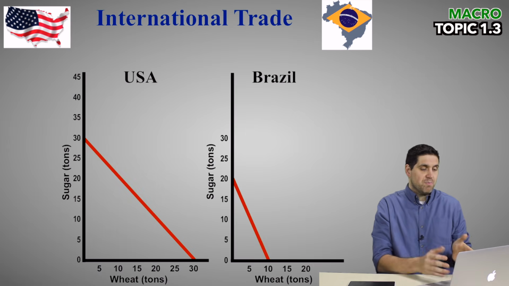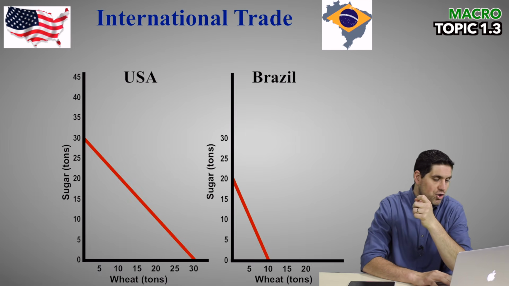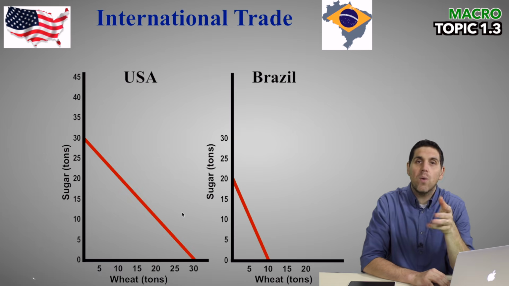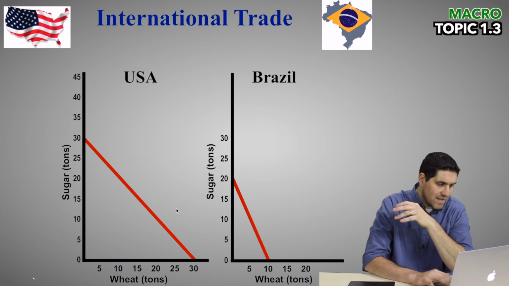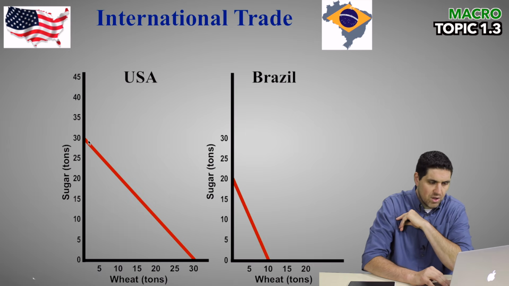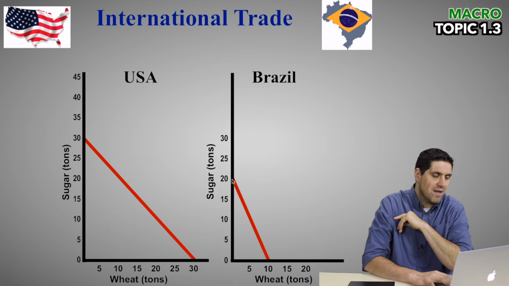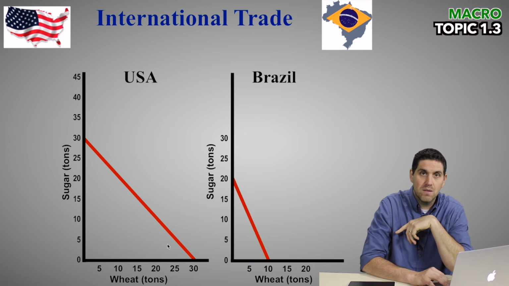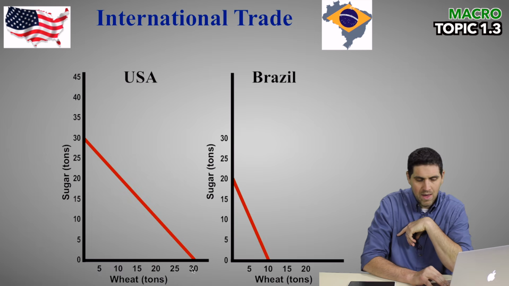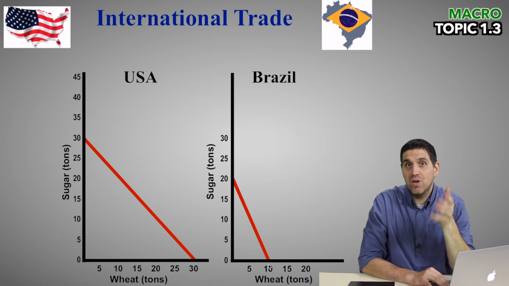This is a production possibilities curve. It shows you how much sugar and wheat the US can produce and how much sugar and wheat Brazil can produce. Now, first question, which country has an absolute advantage in the production of sugar? Well, the United States, they can produce 30 tons and Brazil can only produce 20 tons. So the United States can produce more sugar. Now, who has an absolute advantage in the production of wheat? Well, the United States, they produce 30 and Brazil can only produce 10. So you can see the United States has an absolute advantage in both.